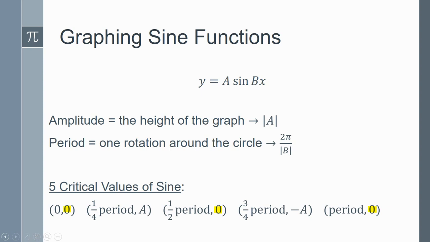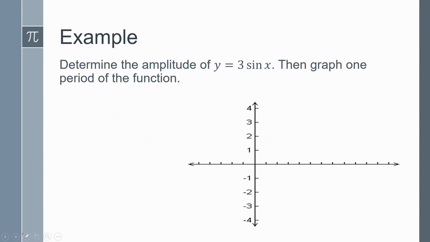All right, so with those 5 critical points and the information that A is an amplitude and B is helping us find the period, let's go ahead and start looking at some examples. So you're obviously going to want graph paper for this. We are going to determine the amplitude of y equals 3 times the sine of x, and then we're going to graph one period of this function.